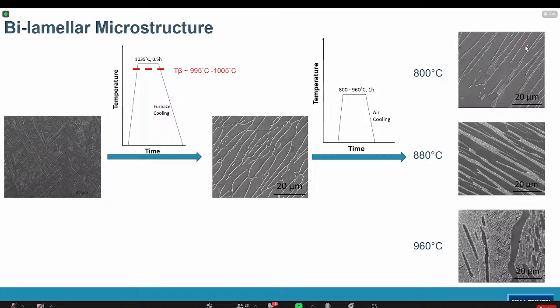No, that is still a part of an ongoing investigation that we are trying to see how the grain size changes when I do this heat treatment. But for the moment, I have not looked at it.